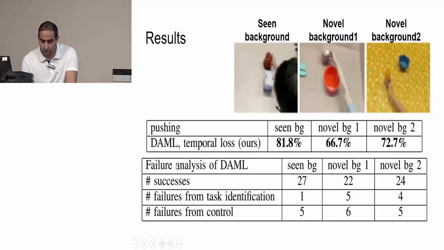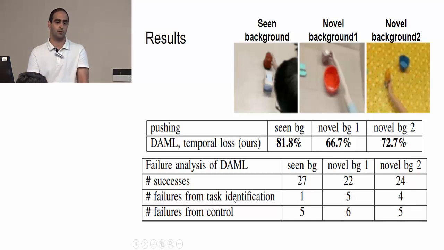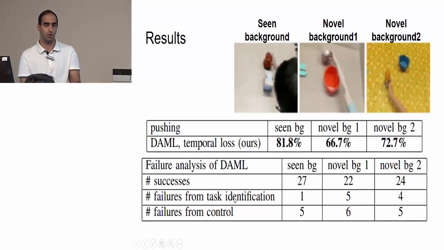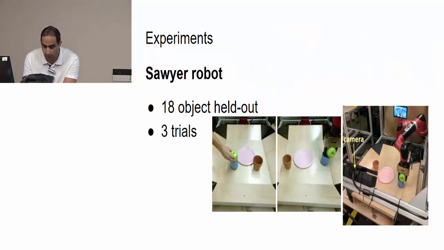And they also show their failures, and they do not just consider success and failure. They define 2 types of failures. One of them is from task identification, which means the robot even did not understand that it should perform the task on the red object, for example. And the other type of failure is from control, which means the robot tried to push the red thing, but it couldn't do that well because of the control.